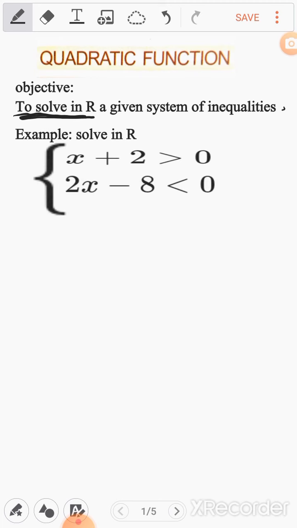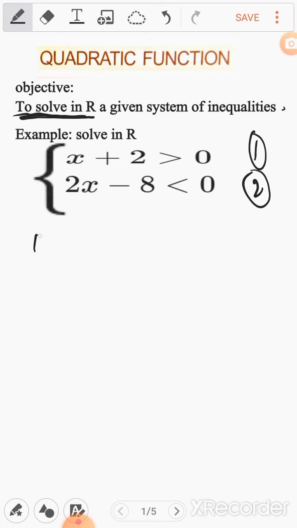A system of inequalities may consist of two inequalities or three inequalities or four inequalities, etc. Let us solve the first example here. A system of two inequalities. This is the first one. This is the second one. How do we solve a system of inequalities? Briefly, we solve the first, we solve the second, then we find the intersection between the two solutions. The intersection means the common values between S1 and S2.